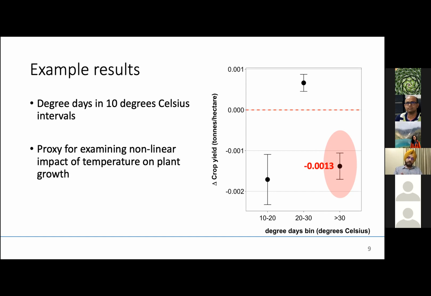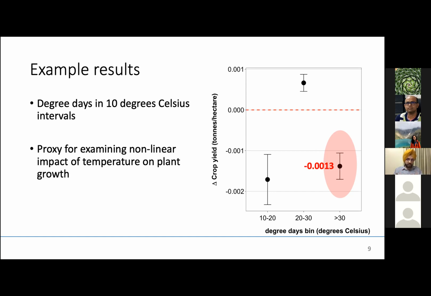So if we compare these results from our sub-seasonal linear model to our previous seasonal linear model, we saw that a rise in temperature has a negative impact on crop yields. But this analysis shows that the impact of a rise in temperature depends on where that rise in temperature takes place. Is it in 10 to 20 degrees, or 20 to 30, or greater than 30? So this is how nonlinearity is accounted for.